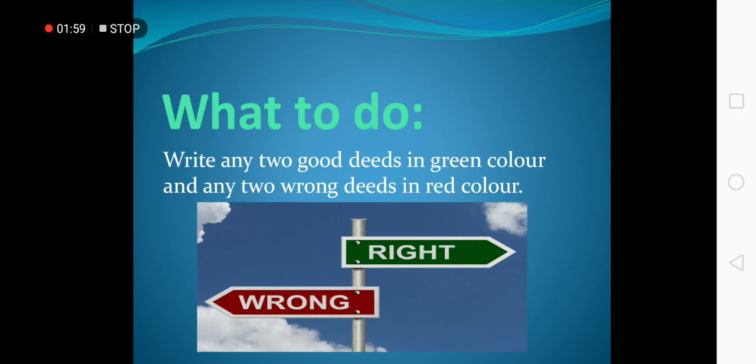Now it is the time for your home task. I know all of you have colors. You have to draw 4 circles on a paper. In 2 circles, write 2 good deeds or right deeds and color them green. Then, in the other 2 circles, write 2 wrong deeds and color them red.